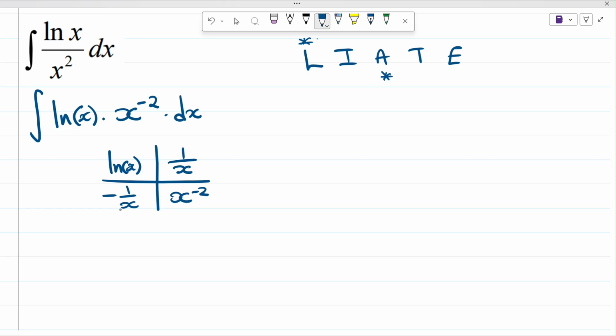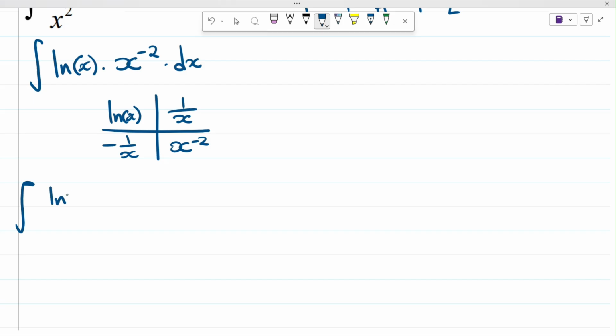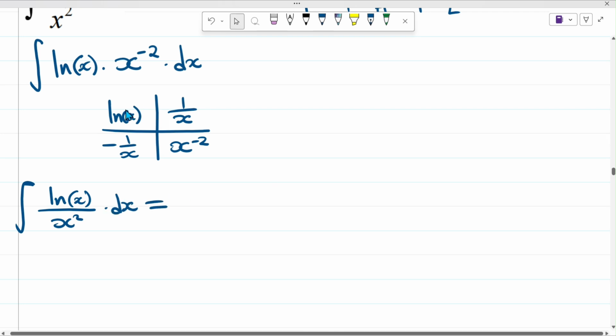Makes sense, right? When we're here, we then apply our integration. So this is going to be the integral of ln of x over x squared. You copy it. That's the first thing, guys. That's the procedure. Then we apply our integration by parts.